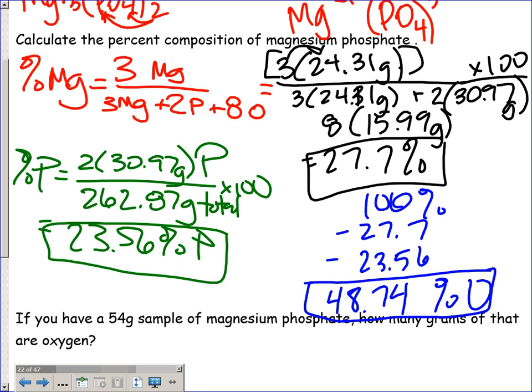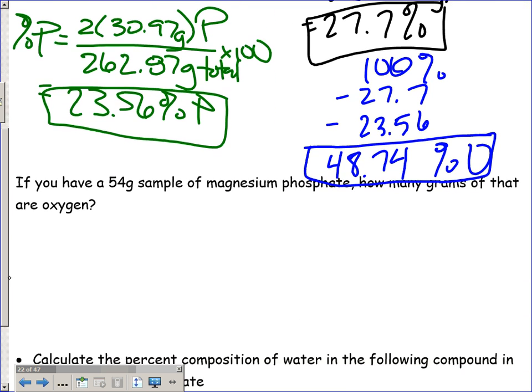I'm going to pause for a second, let you guys kind of catch up with me. We're going to do this one together. Yep, because the 100 is our total mass. Percent magnesium was 27.7%. Phosphorus was this one. So this is going to give me that remaining part. Sometimes it just helps speed up your work because you don't have to do all the crazy math.